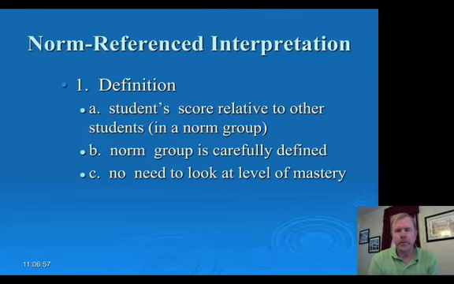So a norm group could be from a national test, or you could also compare the performance of students, say, within a class. We typically don't do this. If you've ever heard of teachers who grade on the curve, that's exactly what they're doing. So it's the student score relative to other students or other folks in a norm group. We have to know who the norm group is. Who are you being compared to? It's very important. And then finally, there isn't an issue with the level of mastery. It's just about how well you did compared to the other people that took the test.